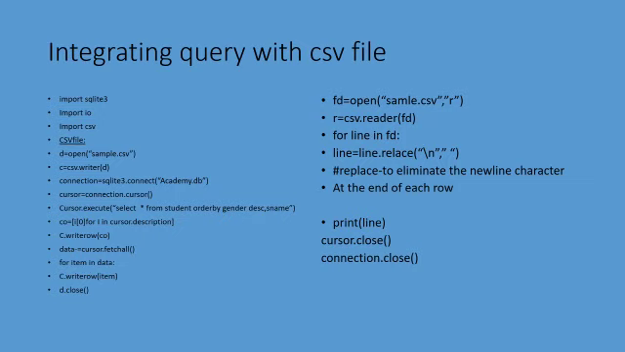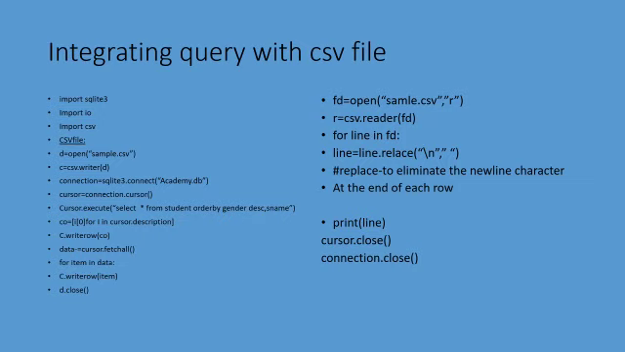Next, data equal to cursor.fetchall. fetchall will fetch all the records. It will be stored in data. Now I am writing the data: for item in data, c.writerow of item. writerow is a method to write the rows one by one. So what will happen here? c.writerow of item. The writerow method is used to write the data from item to c. Next I am closing all, so d.close, that's all.